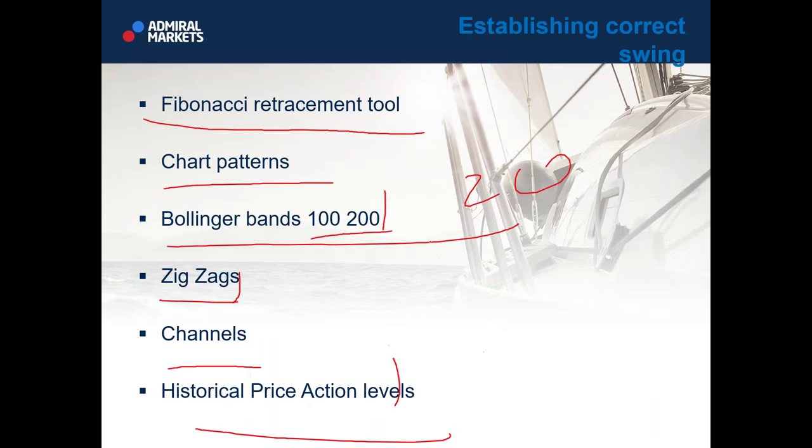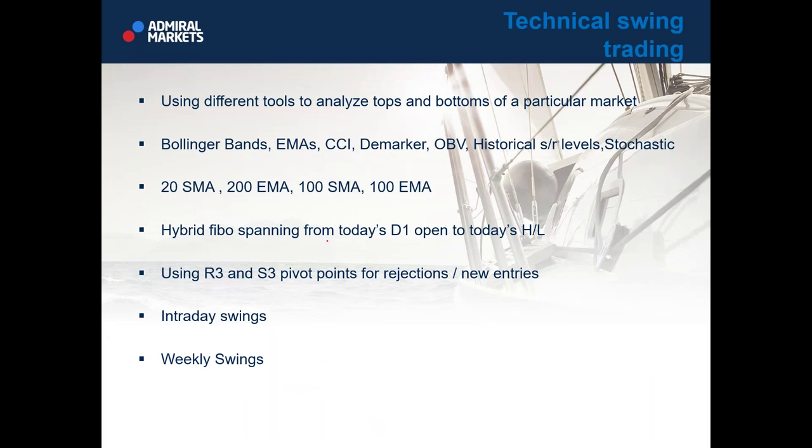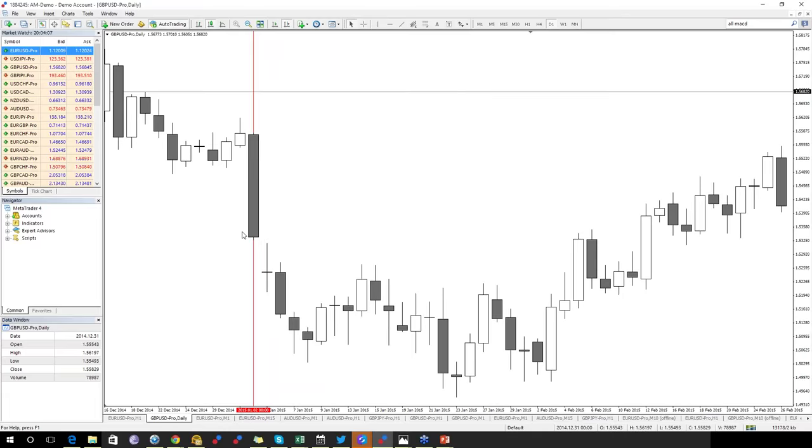I will remind you guys, hybrid span of Fibonacci is from today's daily open to today's high and low. So from today's daily open to today's both high and low. So the daily open on this candle was 55.79. Okay, this is it. From daily open to daily high and low.